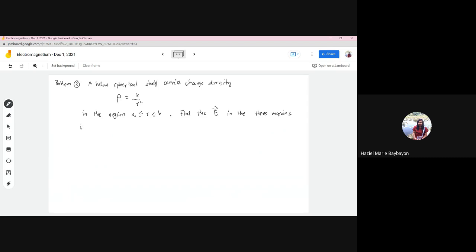So these are the regions. R less than A. And then the second one is R greater than A and less than B. And then the third one is R greater than B. And then find the potential at the origin.